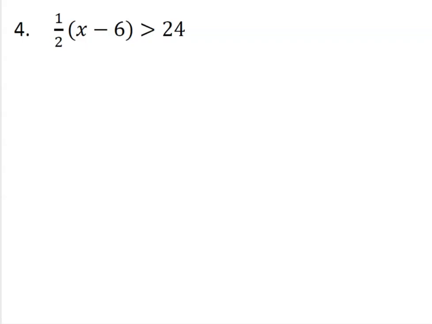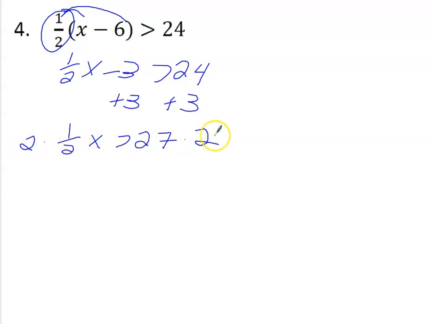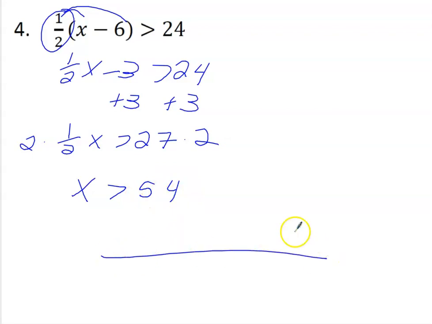Okay, now I'm going to distribute here. I have 1/2 outside, so I'm going to distribute that to everything inside. So it becomes 1/2 x minus 3. 1/2 times x is 1/2 x. 1/2 times 6 is negative 3. That is greater than 24. So I'm going to add 3 to both sides. I get 1/2 of x is greater than 27. Now I'm going to multiply both sides by 2. x is going to be greater than 54.